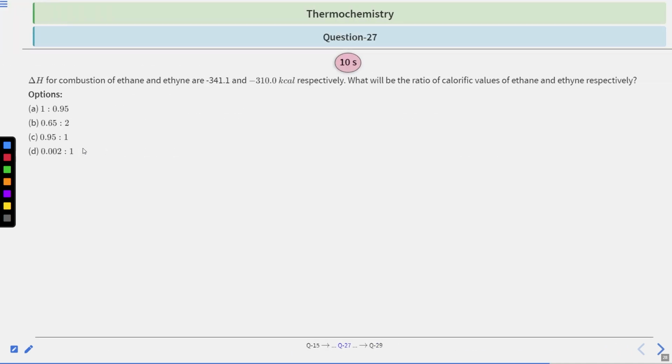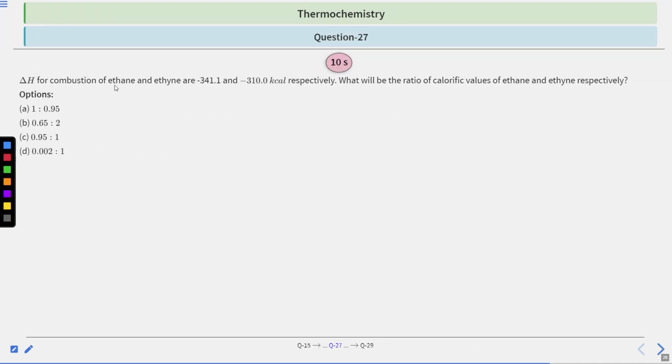Okay, let's move to question number 27. Del H for combustion of ethane and ethyne are minus 341.1 and minus 310 kilocalorie respectively. What will be the ratio of calorific values of ethane and ethyne respectively? Options are 1 is to 0.95, 0.65 is to 2, 0.95 ratio 1, 0.02 ratio 1. So you have 10 seconds to solve this question. After that, we will see the answer.